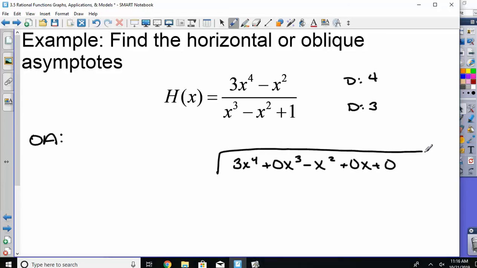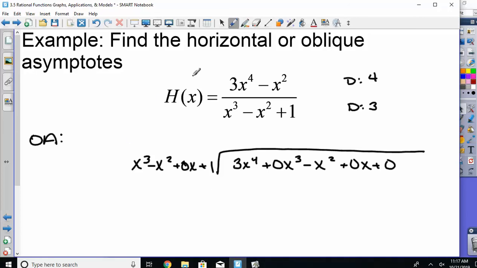So the numerator goes on the inside, the denominator goes on the outside. The nice thing is when we do these, we're always just going to get a line, mx plus b. You don't have to do the full long division. So once you have those two pieces, you stop.